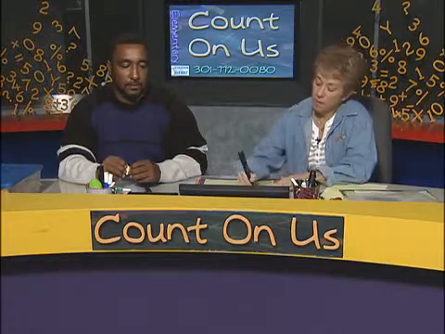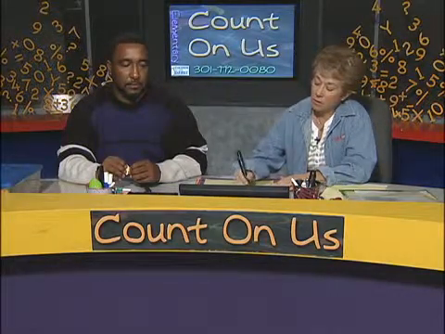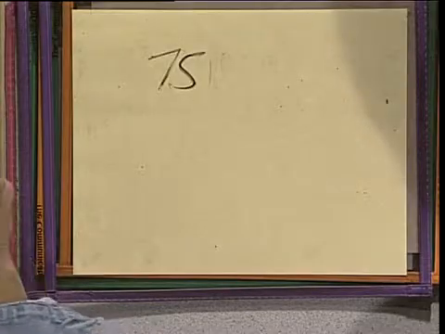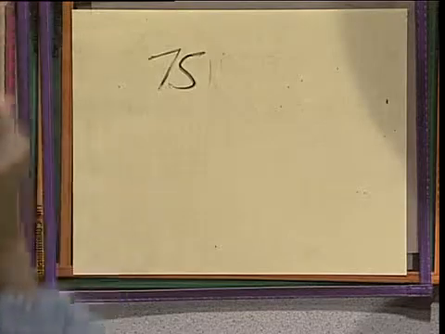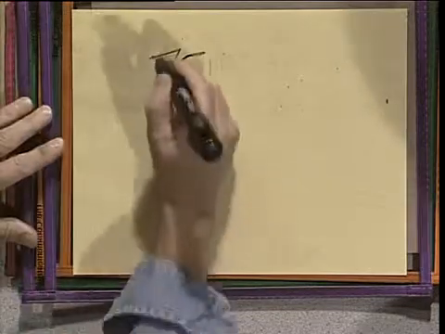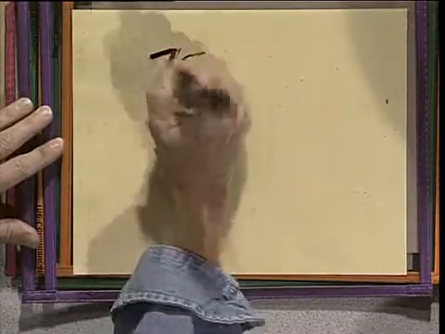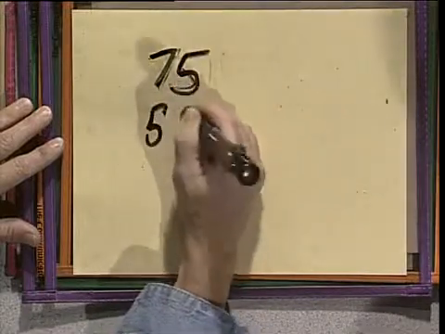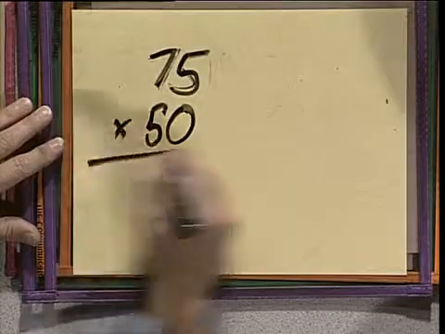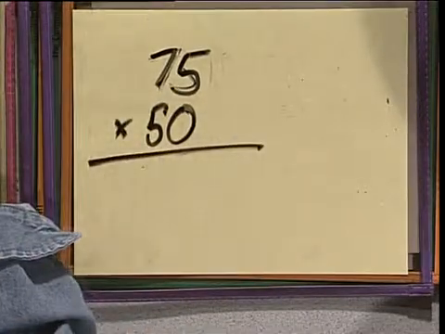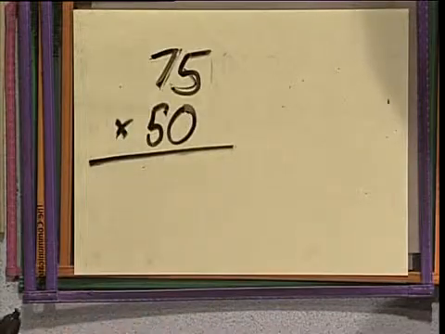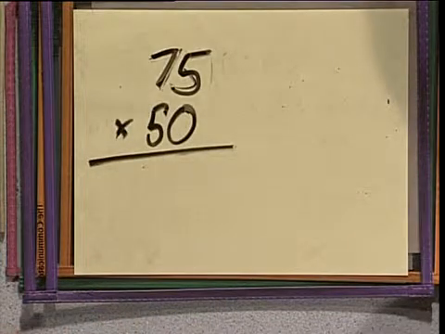75 times 50 using a multiplication model. 75 times 50. And we had a very similar problem earlier, multiplying 75 times 32. So we're multiplying that 75 again times a two-digit number. And when you say using a multiplication model, what does your teacher use when she does multiplication models?